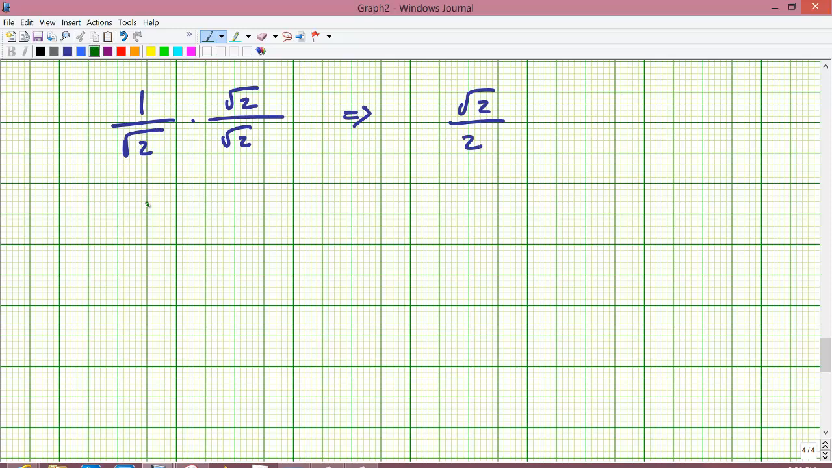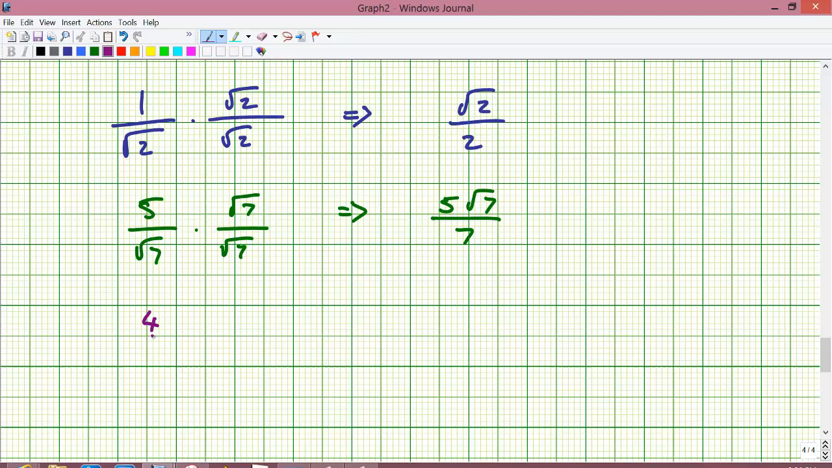Let's try another one. 5 divided by root 7, don't like that. So we're going to multiply top and bottom by root 7. 5 root 7 over 7. Okay? Now, sometimes further simplification is necessary.